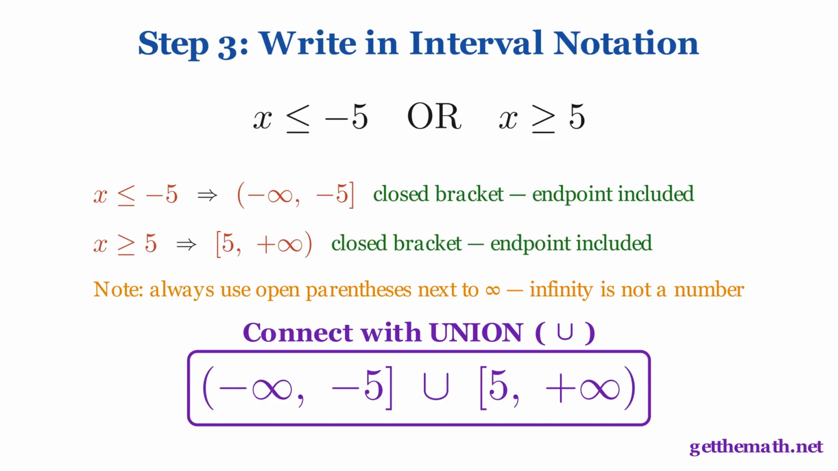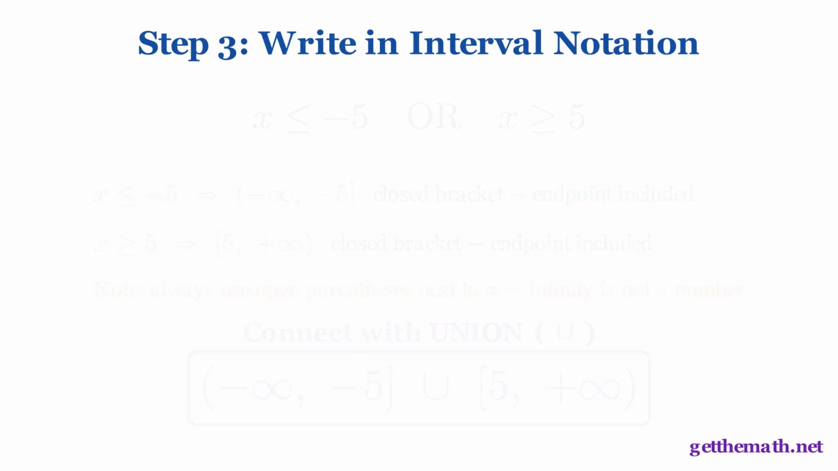We connect the two pieces with the word union, written as a U symbol. The full interval notation is negative infinity to negative 5, closed bracket. Union. Closed bracket, 5, to positive infinity. Note, we always use open parentheses next to infinity, because infinity is not a number we can reach.